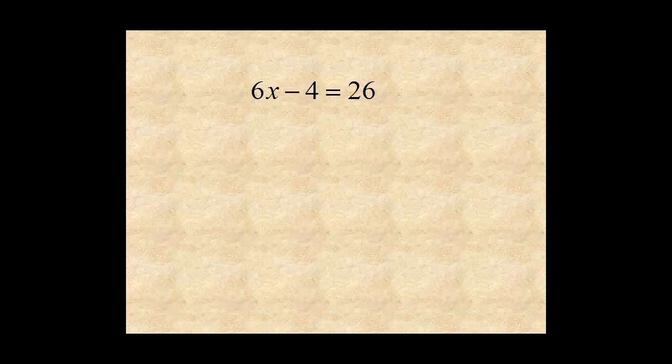To solve a two-step equation, you combine these steps. For this example, begin by adding 4 to both sides. Since negative 4 plus 4 is 0, the left side of the equation becomes 6x. On the right side, 26 plus 4 is 30.